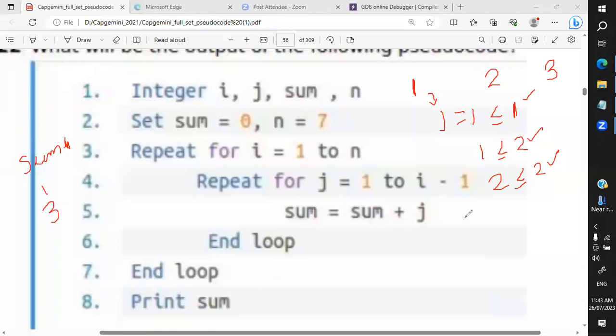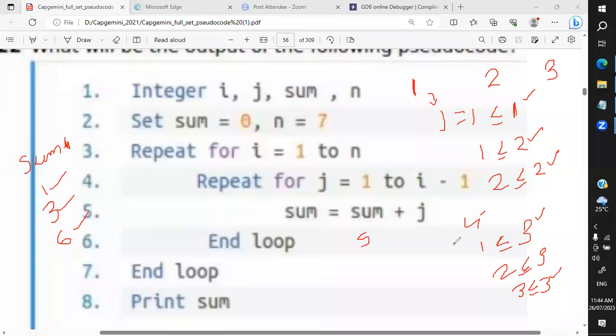Next time, when i equals 4, what will happen? 1 less than or equal to 4 minus 1, which is 3. So 1 less than or equal to 3, 2 less than or equal to 3, and 3 less than or equal to 3. Am I right? 3 times it is running. So 1 plus 2 plus 3 is 6. If you observe, it is sum of 1 natural numbers, sum of 2 natural numbers, sum of 3 natural numbers, when i equals 4. When i equals 5, sum of 4 natural numbers.